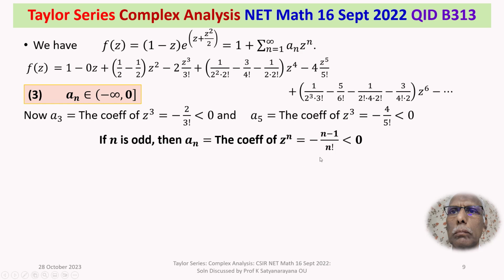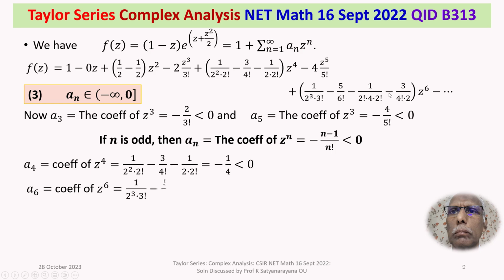What happens when n is even? A4, the coefficient of z to the power of 4, is this one. We have written this. Simplify, you will get minus 1 by 4, which is negative. A6, the coefficient of z to the power of 6, take this right here and simplify, you will get minus 5 by 72, which is negative. And so on and so forth. It goes on. You will see all the even indexed A's, that is A8, A10, they are all negative.